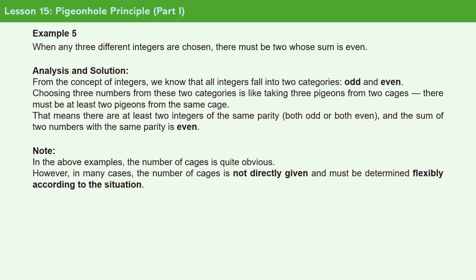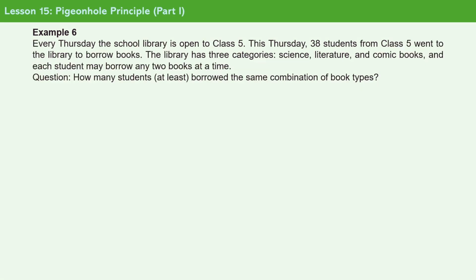In the above examples, the number of cages is quite obvious. However, in many cases, the number of cages is not directly given and must be determined flexibly according to the situation. Example 6. Every Thursday the school library is open to Class 5. This Thursday, 38 students from Class 5 went to the library to borrow books. The library has 3 categories: science, literature, and comic books, and each student may borrow any 2 books at a time. Question: how many students at least borrowed the same combination of book types?